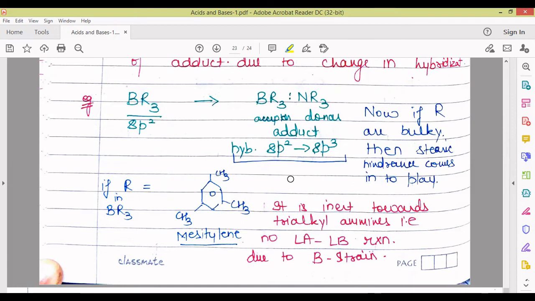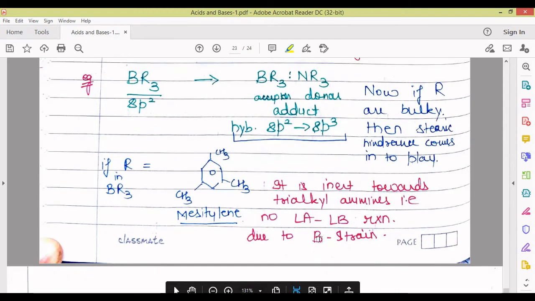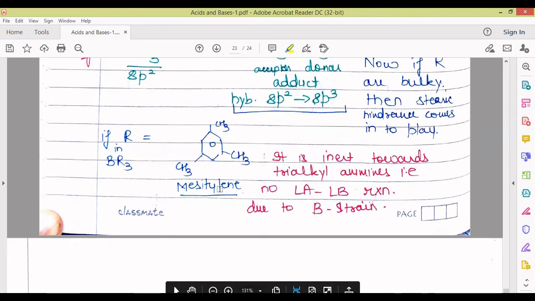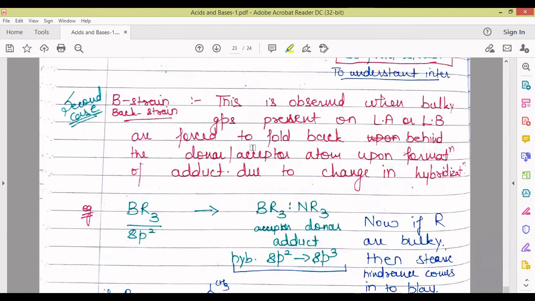So that means the repulsions are going to be very intense in comparison to the earlier ones. When mesitylene is present as the R group in BR3, and it tries to make an adduct, that is, tries to behave as a Lewis acid, the Lewis acid-base reaction does not take place at all due to B strain, because it is reluctant to change its structure from sp2 to sp3 hybridization.